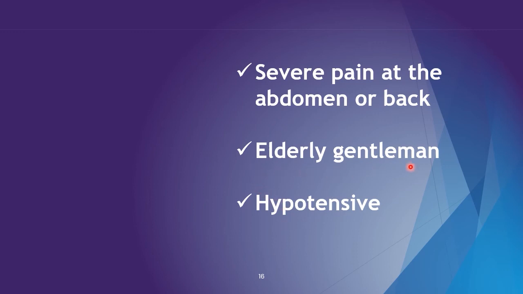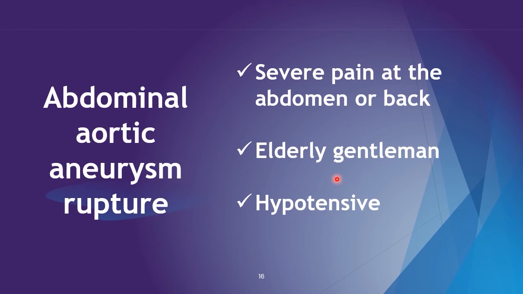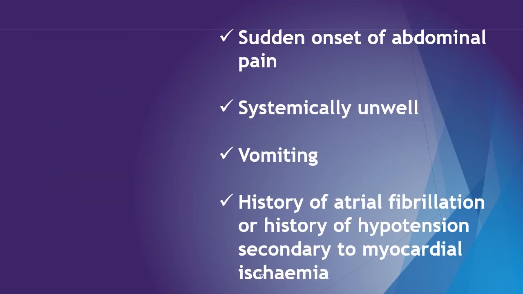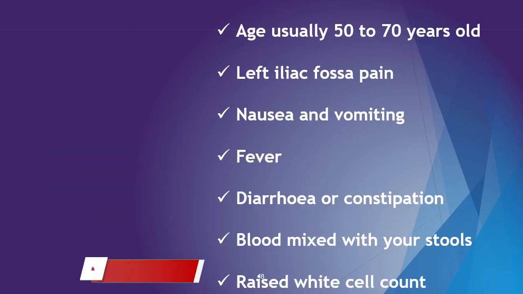So this elderly gentleman, this part is very important because it signals that it can be a case of abdominal aortic aneurysm. Okay, now can you guess what this is? Patient is presenting with sudden onset of abdominal pain, who is systemically unwell, vomiting, and there is a history of atrial fibrillation or history of hypotension secondary to myocardial ischemia. So it signals there is an ischemic process going on. And with abdominal pain and vomiting, it can be a case of mesenteric ischemia. Okay, this is a good case scenario.